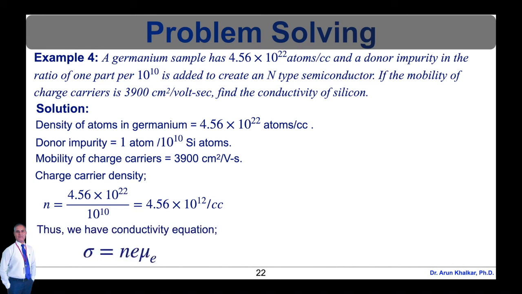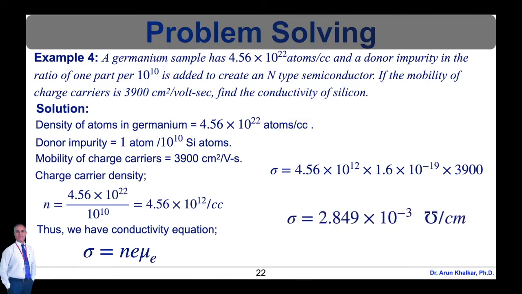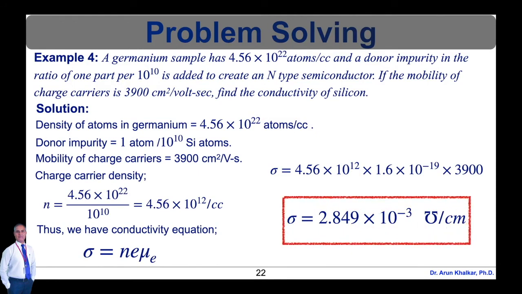Thus, we have the conductivity equation sigma is equal to n e mu E. Therefore, simply by putting the values in this equation, we have the value of small n, 4.56 × 10^12, into the charge on electron, that is 1.6 × 10^-19, into mobility, which is given, that is 3900. So after calculating this, we get sigma is equal to 2.849 × 10^-3 mho per centimeter.